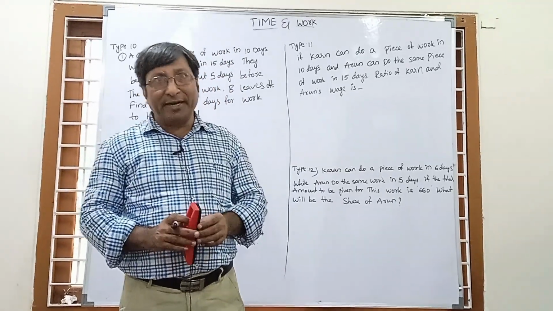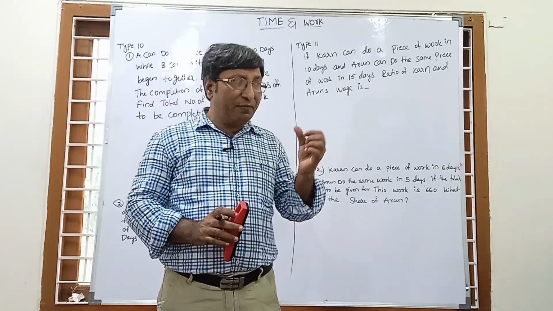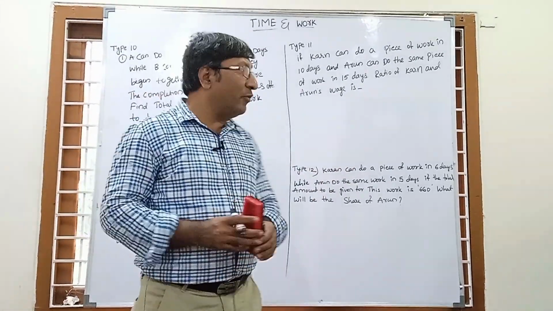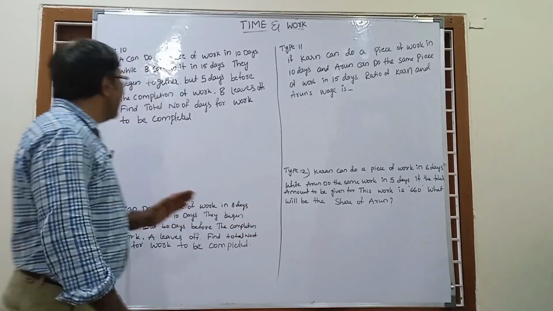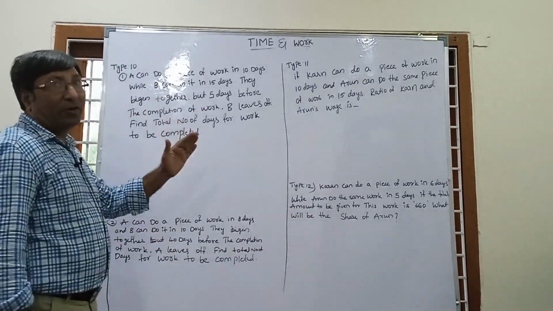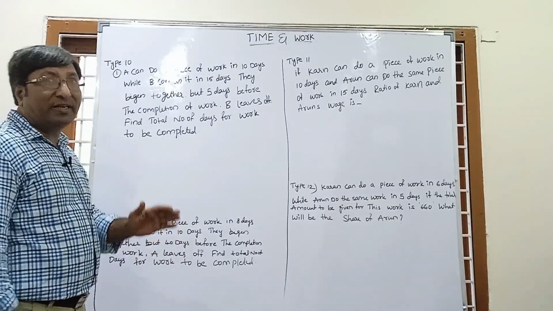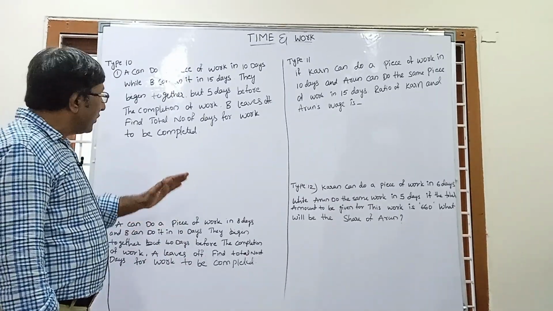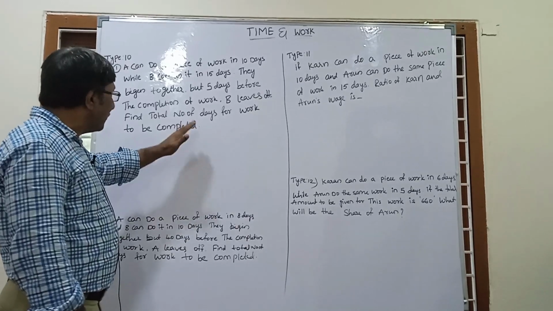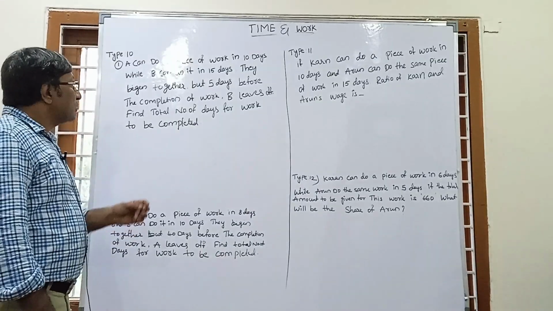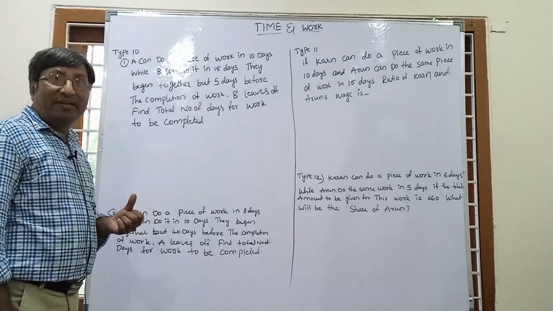Today I am explaining the questions of time and work with the basics and techniques. We have already solved up to type number 9 in the previous video, Time and Work Part 1. A lot of students have seen that video, and now we are moving on to type number 10. We will solve all these types of questions with the basic method and the trick.